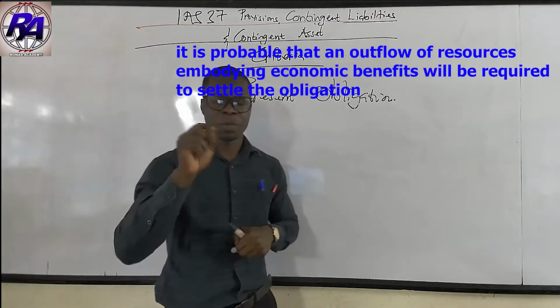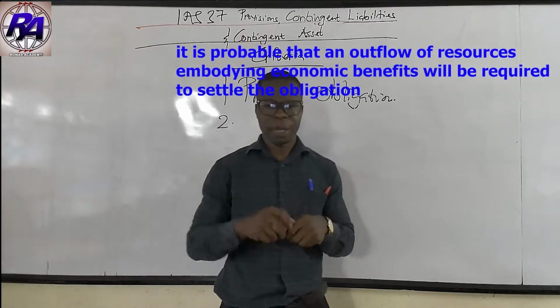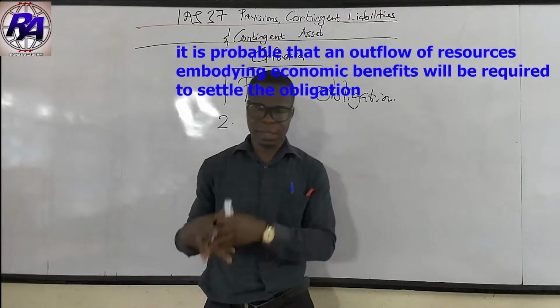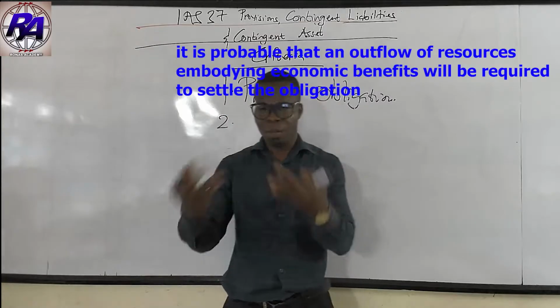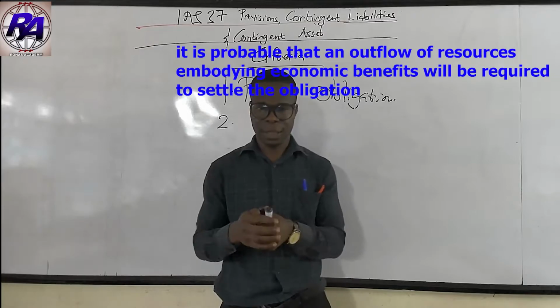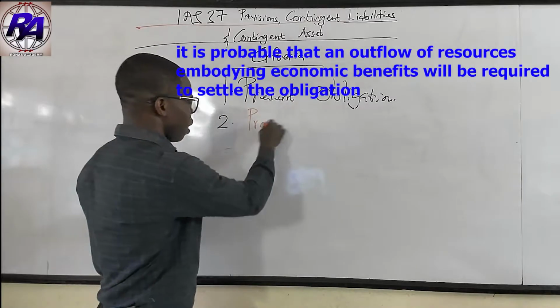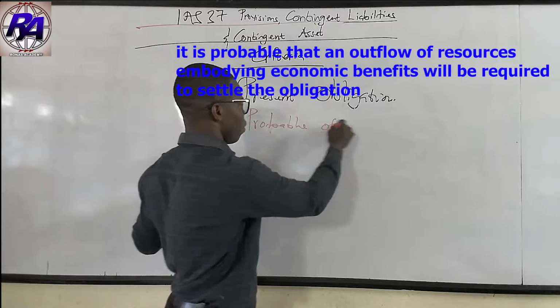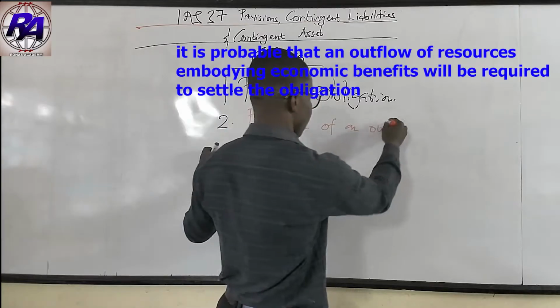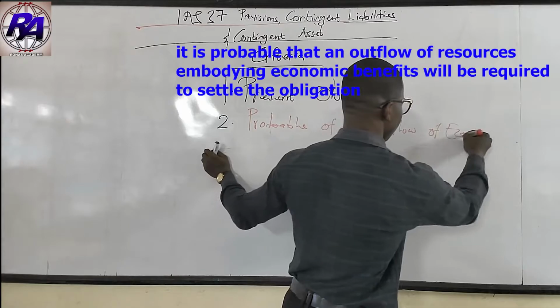It must be probable that there will be an outflow of economic benefit from the entity, an outflow of the resources embodying economic benefit from the entity. So the second criterion is what? Probability. So they must be what? Probable, of an outflow of economic benefit.